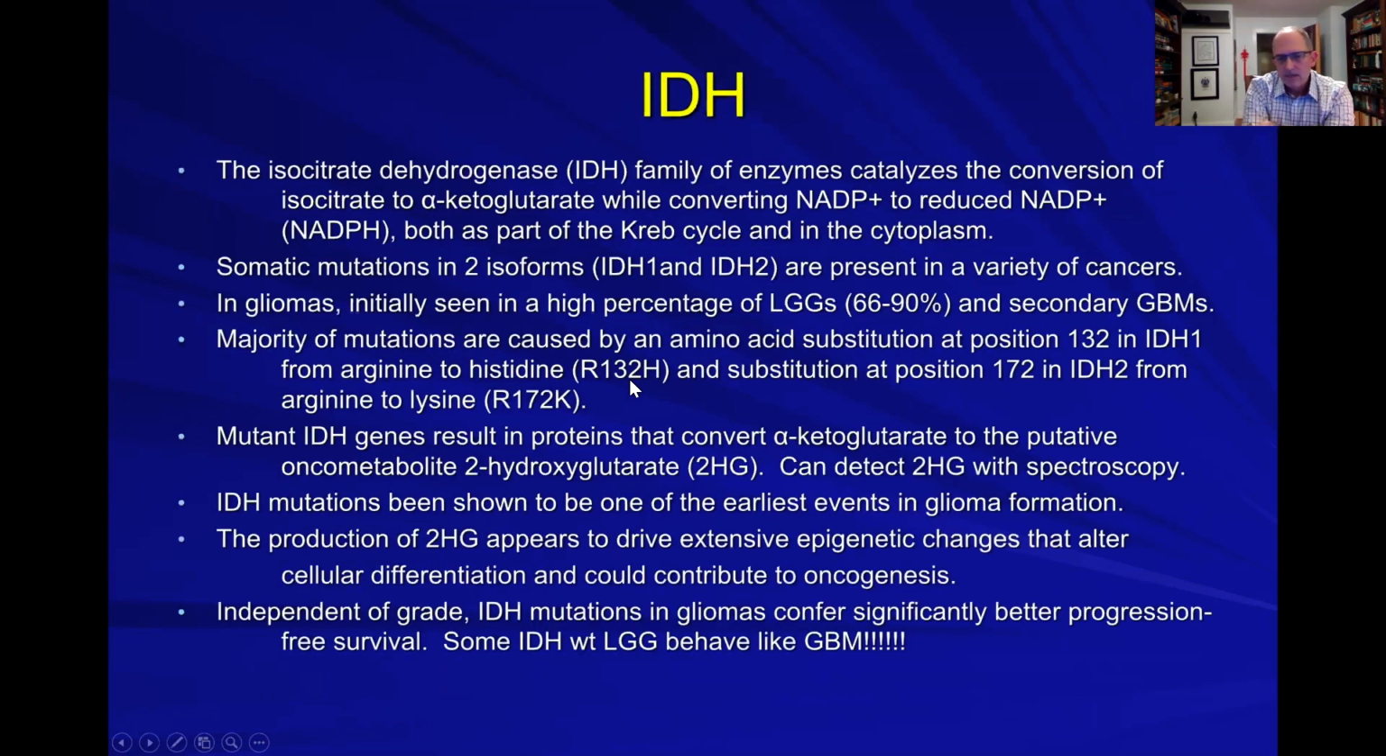So I mentioned in that classification scheme the important addition of IDH status. And so this is probably important for you to know about. So let me tell you about that. IDH stands for isocitrate dehydrogenase. It's a family of enzymes that catalyze the conversion of isocitrate to alpha-ketoglutarate while converting NADP to reduced NADP. And those things are part of the Krebs cycle occurring and also occur in the cytoplasm.